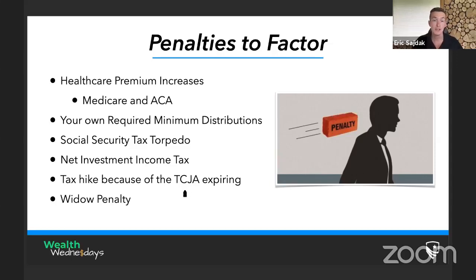Okay, if we receive an inherited IRA right now, we may want to take a lot of those distributions over these next few years while taxes are low versus after 2025. And then also the widow penalty as well. We want to be factoring in all the penalties created because of that widow penalty.